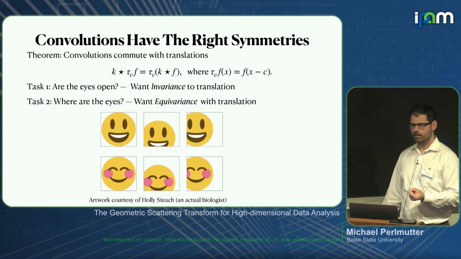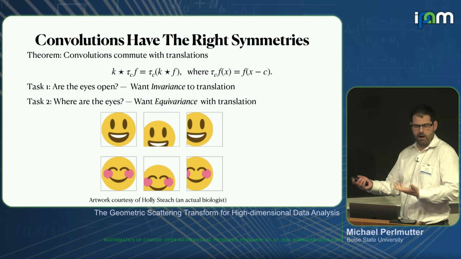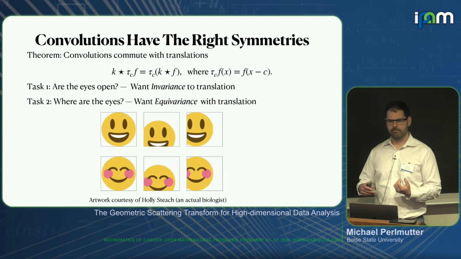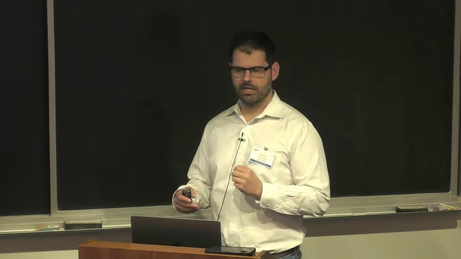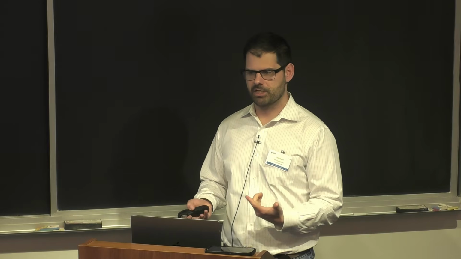Alternatively, you could ask, well, where are the eyes? Now here, you want a hidden representation of every pixel. And if you were to translate the image, you'd want to translate the hidden representations in the same manner. So you want something that commutes with translations, or is equivariant to translations.